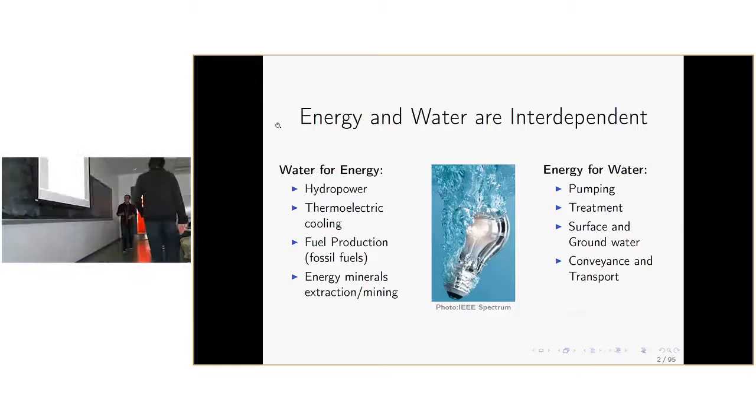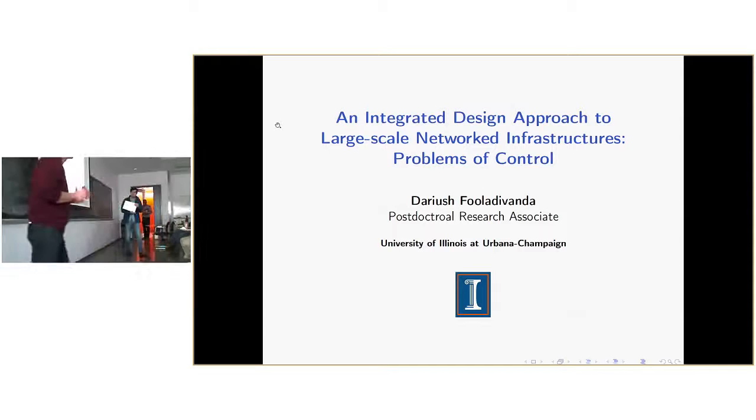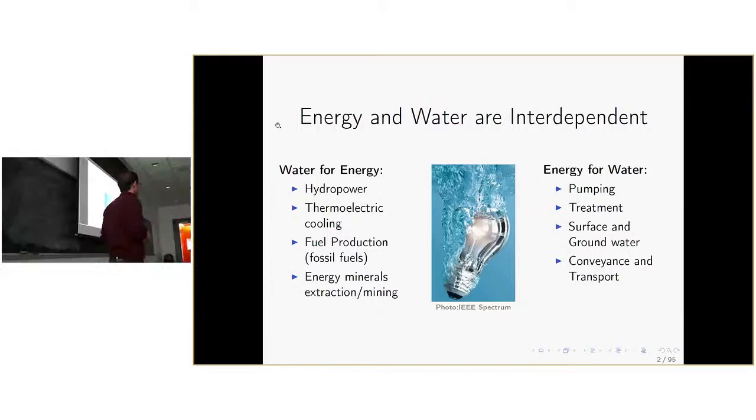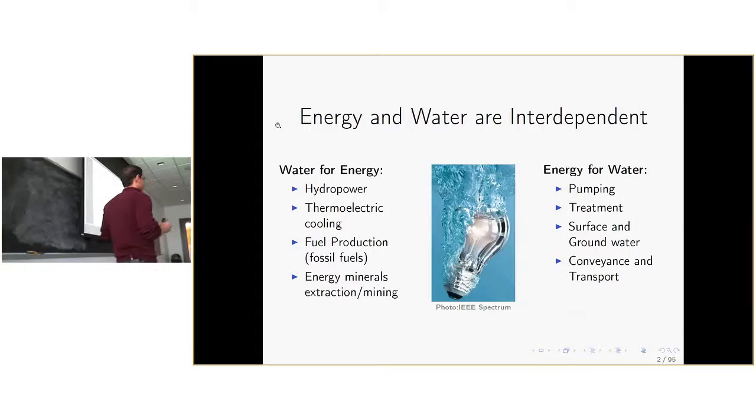Hello everyone, my name is Dariush. Today I talk about large scale network requests. Water and energy are interdependent. We need water for energy, for example, hydropower generators, cooling systems in thermoelectric power plants and nuclear power plants. We also need energy for water, for pumping, for treatment, and for some other purposes.